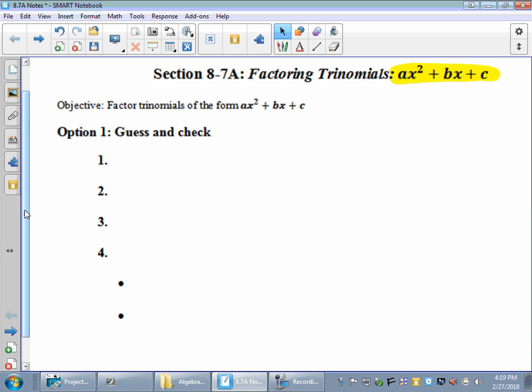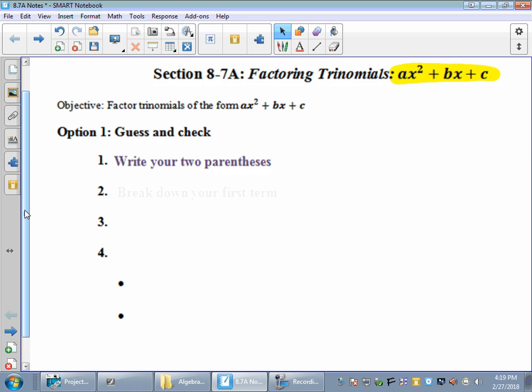Yes, to factor a trinomial, you can use guess and check. There are still steps for guess and check. Step number 1. Well, that is going to be write two sets of parentheses. These two sets of parentheses should be big enough to hold a binomial.